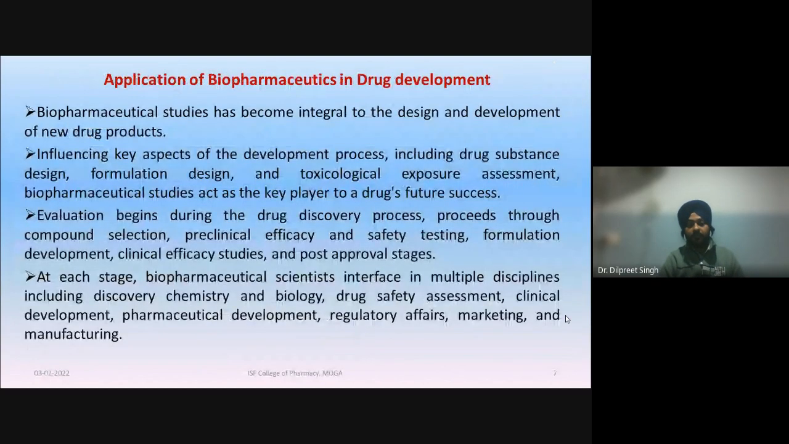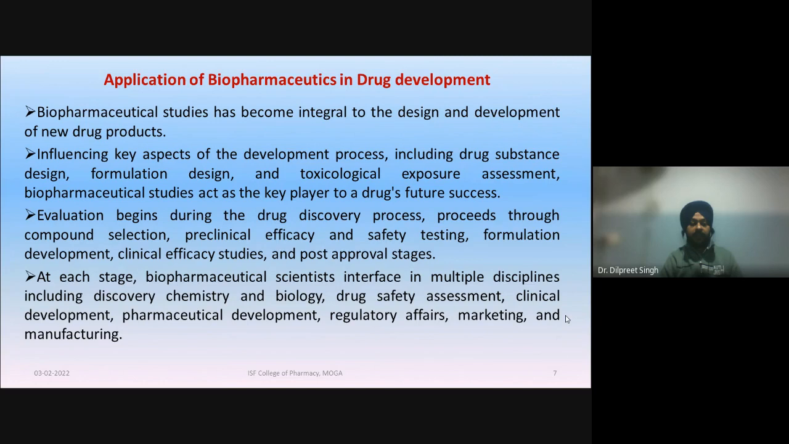When we talk about the applications of biopharmaceutical studies, they influence key aspects of the developmental process and have become integral to the design and development of new pharmaceutical oral products. The new pharmaceutical oral product includes drug substance design, formulation design, toxicological exposure assessments, and biopharmaceutical studies that act as a key player in the drug's future success. Regarding other applications, in the drug discovery process, biopharmaceutics includes compound selection, preclinical efficacy and safety testing, formulation development, clinical efficacy study, and post-approval changes.